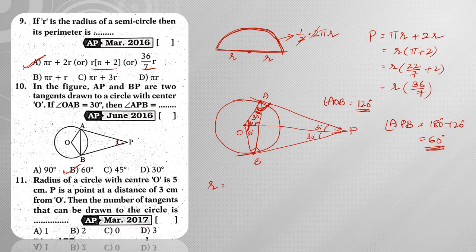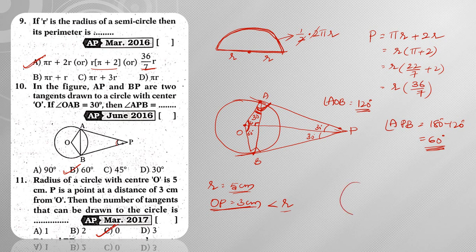So here radius is given as 5 centimeters. Radius of the circle is 5 centimeters. So here P is nothing but a point. Here OP is equal to 3 centimeters. So if OP is equal to 3 centimeters, that is, it is less than the radius R. So if the point is lying inside the circle, then clearly there will be no tangents that can be drawn. Hence the answer is 0. So hence the answer is 0, right?